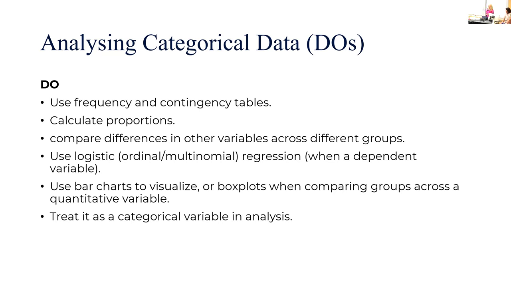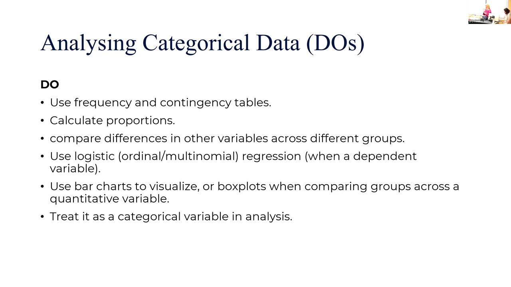When we're analyzing a categorical variable as a dependent variable, we would need to use logistic, ordinal, or multinomial regression. If we have a number of predictors, or we could be using cross tabulations and chi-squares, for example, as well. We need to use bar charts, as I've said, to describe it, or we could be using box plots if we've got categories of continuous variables, and I'll show you some pictures of that as we go along. And we need to make sure that we're treating it as a categorical variable in the analysis.